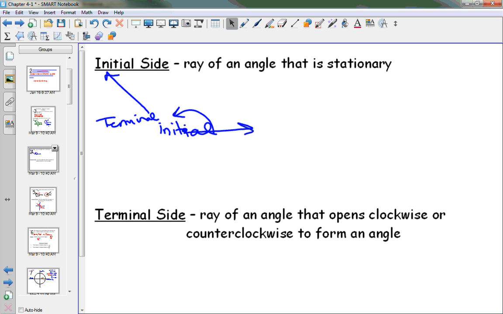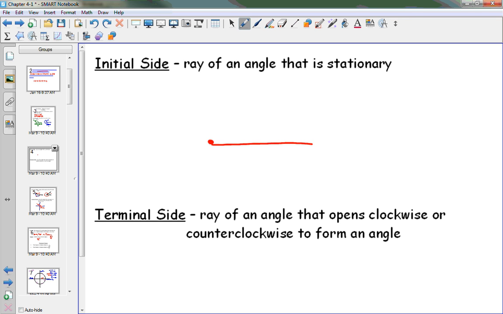Now, with that said, we have a terminal side and we have an initial side. Now, I'm going to draw this at one time. Are you ready? Here's going to be the center. This is what we call the initial side. The initial side is the side that doesn't move. Do you understand that? Then we have the terminal side. This is the ray of the angle that does move. And it terminates, meaning it moves, and then terminating means it stops moving. Does everybody understand that?